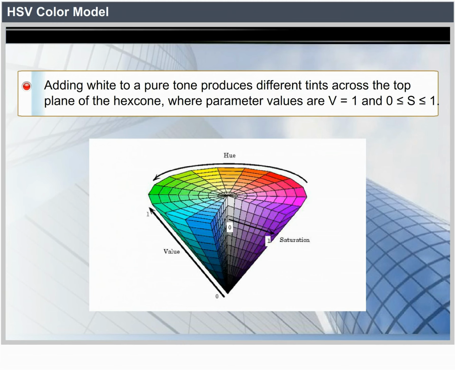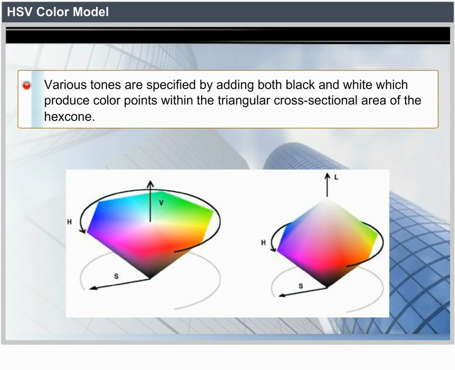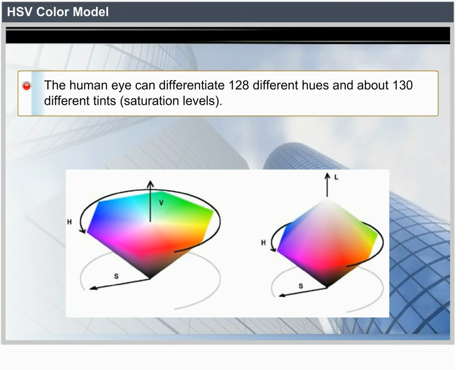Adding white to a pure tone produces different tints across the top plane of the hex cone, where parameter values are V equals 1 and 0 is less than or equal to S is less than or equal to 1. Various tones are specified by adding both black and white, producing color points within the triangular cross-sectional area of the hex cone. The human eye can distinguish about 128 different hues and about 130 different tints, saturation levels.